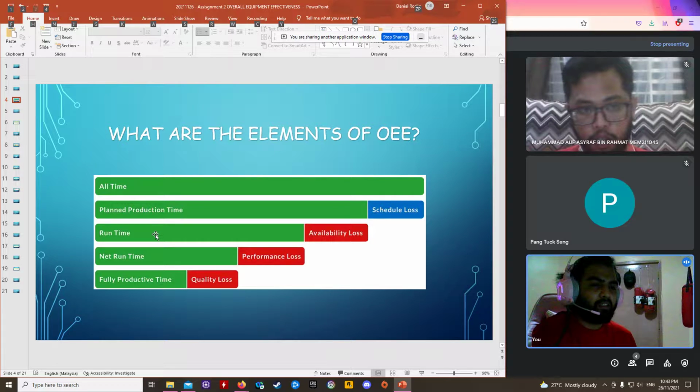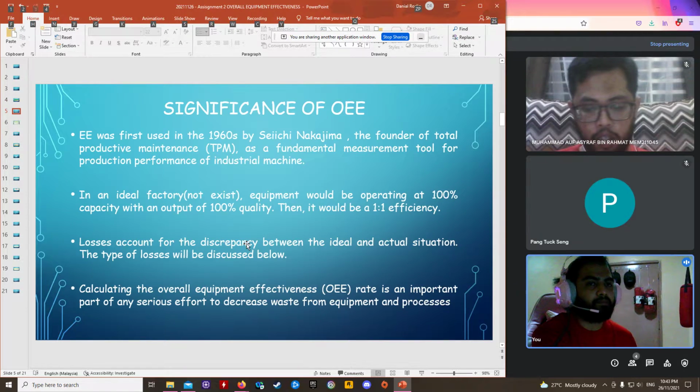The third one, we have a runtime. This runtime will be affected by one of the key factors of OEE, which is availability. So we have the runtime minus the availability loss, and then we have the net runtime, and the second factor of OEE, which is the performance loss, and then we have the fully productive time, which is the quality loss, the third factor of OEE.